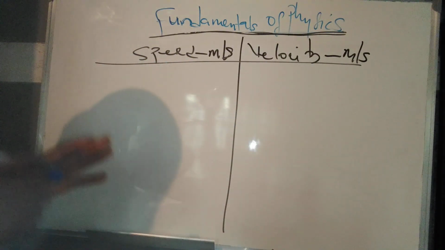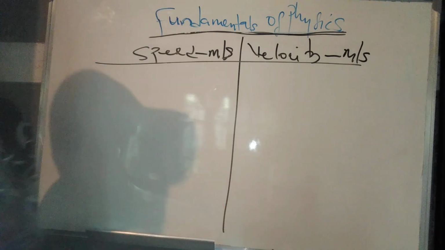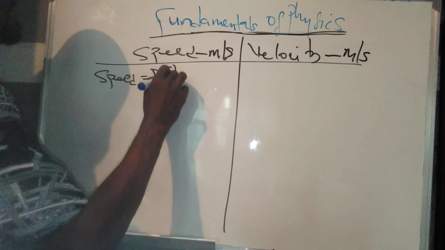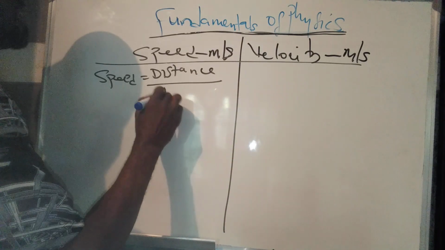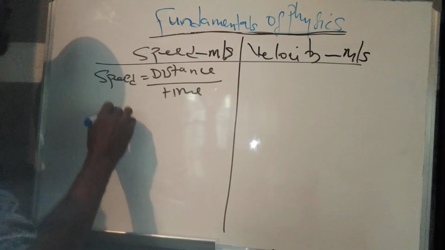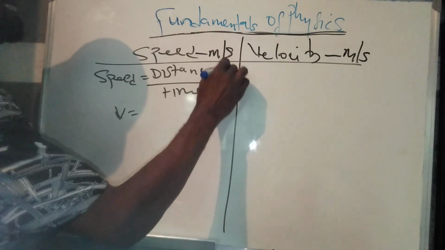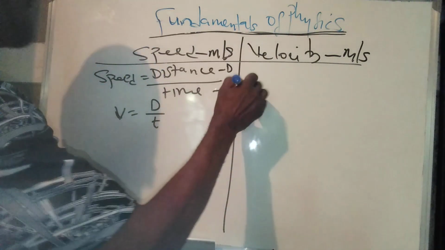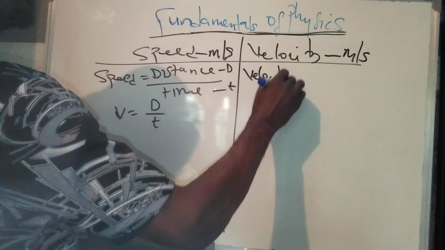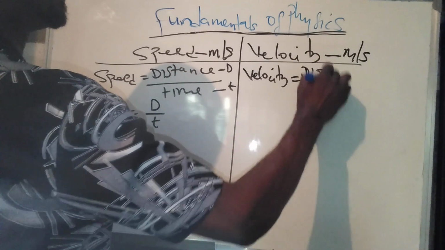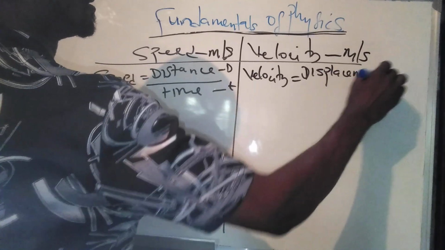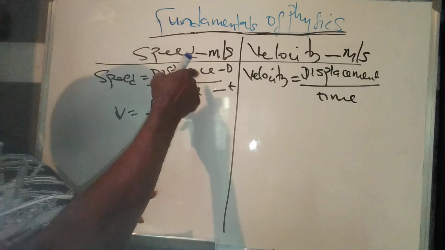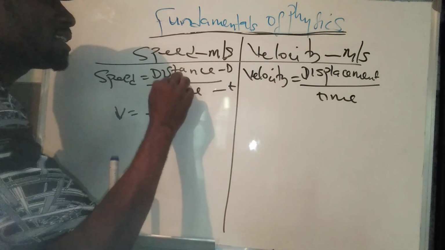Now, the basic equation for speed, in case you are asked to calculate speed, is that speed is equal to distance all over time. That means v is equal to, if distance is d, I take time to be t, I can say d over t. Velocity is equal to displacement, displacement all over time.